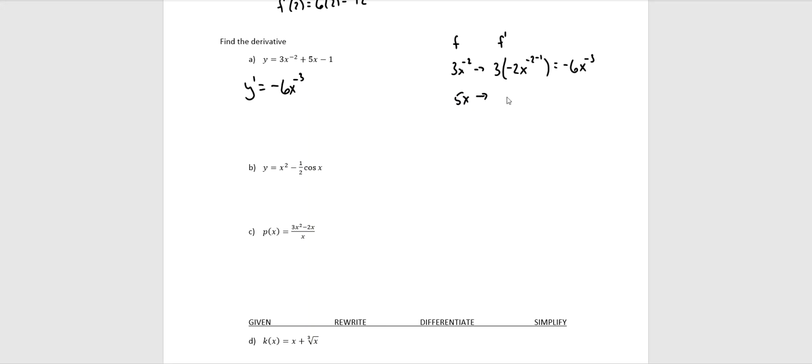5x, this is a linear term, so it'll be 5. Don't stop. That's 1x to the 1 minus 1, which is 5x to the 0. But what is any power raised to the 0? Anything other than 0 raised to the 0 power is 1. So you can still use the power rule, and it works out for you. And of course, the negative 1 is a constant and has a derivative of 0. So you may choose to write the 0. You might not. I choose not to.